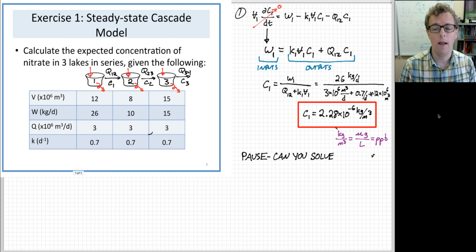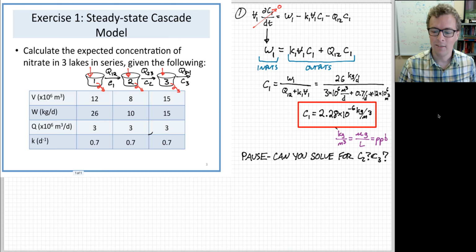At this point, I'm going to encourage you all to press pause and see if you could repeat these steps of writing the mass balance and calculating the steady state concentrations for CSTR number two, recognizing that you've got a new load, Q21, coming in, and for CSTR number three. So pause now.